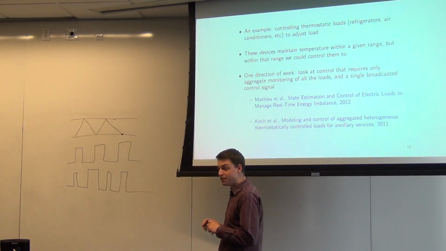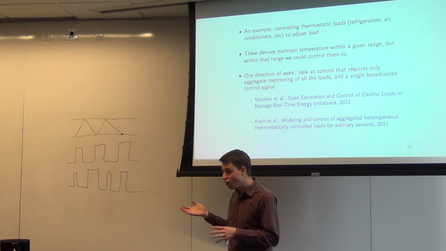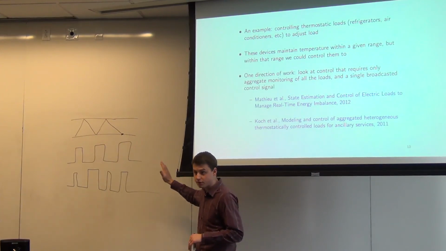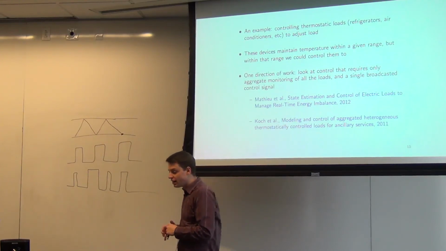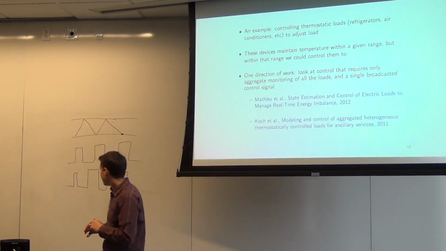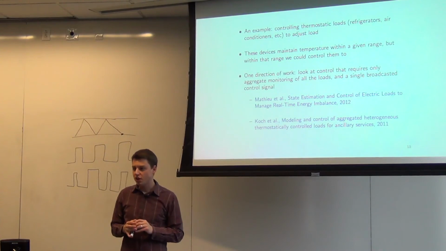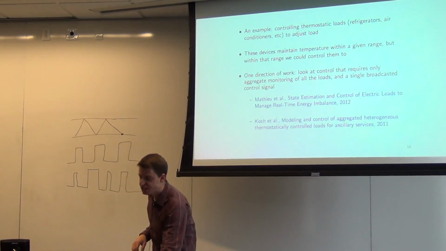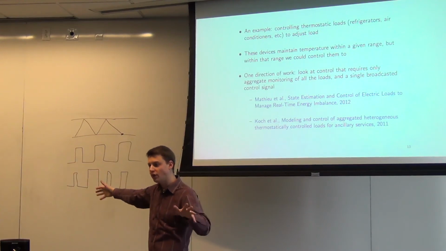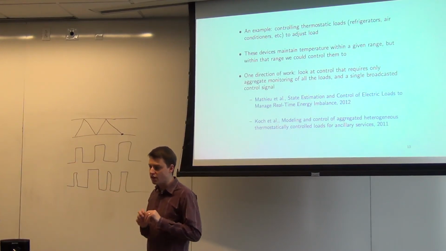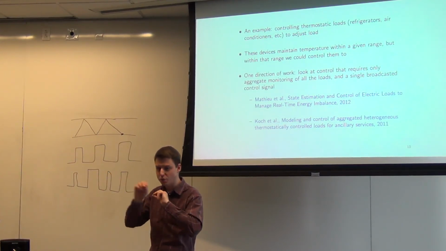So typical MPC, for example, would require that we actually know where everyone was. And so what this one line of work looks at is instead, let's look at a little different scenario, and let's look at control laws that only require a single action to be broadcast to everyone. Right? We don't want to get to a situation where we have to send a million different signals out to a million different refrigerators.